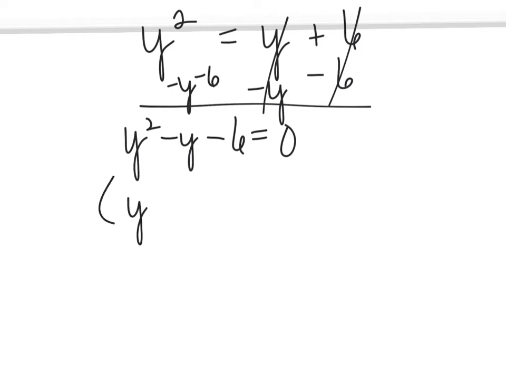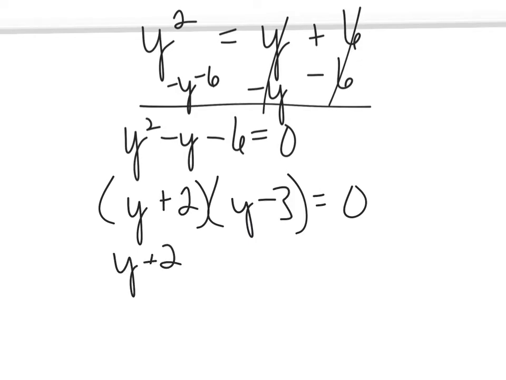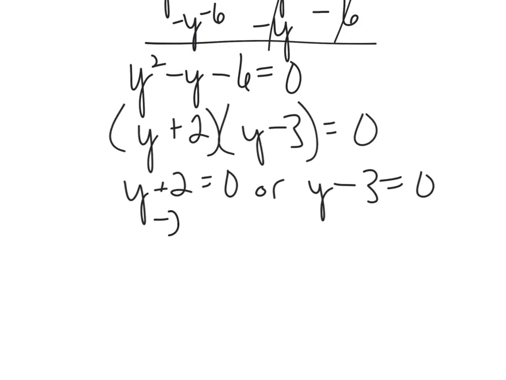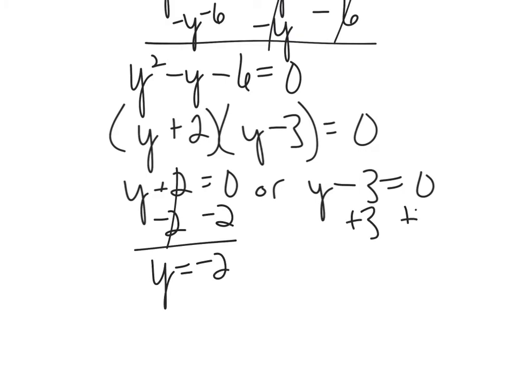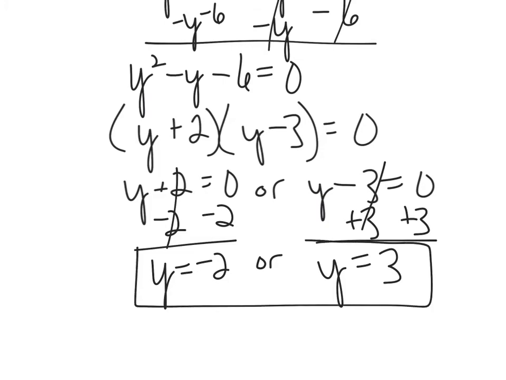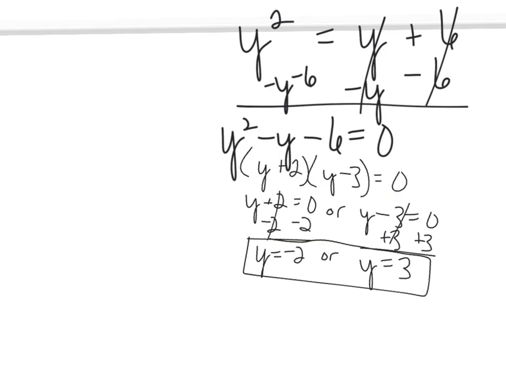So this one is factorable. We try and factor this, and it's going to go y plus 2, y minus 3. And then we can set each of those factors equal to 0 and solve. So it's going to say either y equals negative 2 or y equals 3. Now, like I said, one of these is not going to be an answer that works.